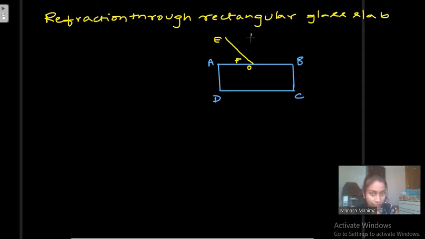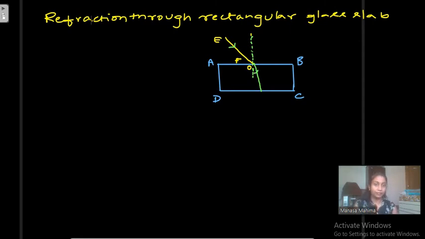I need to draw the normal. As the ray is traveling from the air medium to the glass medium, the air is the rarer medium and the glass is the denser medium. Why? Because the speed of light in air is more compared to the speed of light in glass. So how will the ray bend after refraction? Since it is traveling from rarer to denser medium, it has to bend towards the normal.